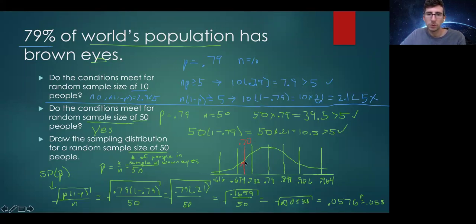If we wanted the probability that a sample of 50 people had a sample proportion less than 0.70, we'd find the area under the curve here, and we'd be able to use our calculator or our z-table to find this area under the curve, because those sample proportions are normally distributed. Okay, and we'll look at an example of that in the next video.